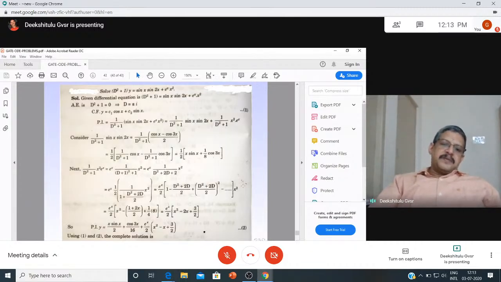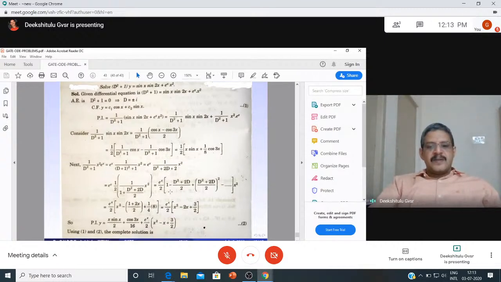Then we have a still lengthier function, sin x sin 2x plus e power x square, with the complementary function, leave it. Then sin x sin 2x is (cos x minus cos 3x) by 2. Then for e power x into x square, e power x acts as a shifting function. Then this is what happens. Then operate on x square.